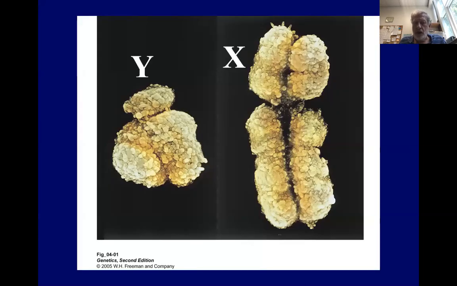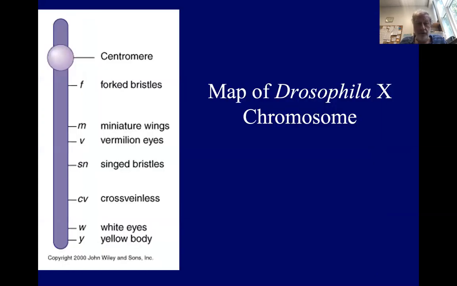So here's an X and a Y. Again, the X is about 2.5 times the size of the Y. Here are a few genes mapped to the X chromosome of Drosophila, the fruit flies.